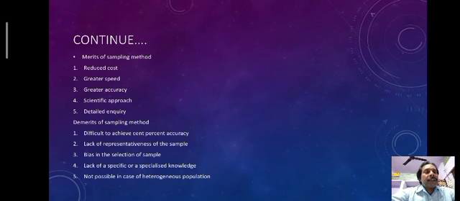Bias in the selection of samples. Sometimes either the investigators or the enumerators ignore talent, intelligence, skills, and they prefer somebody, which creates the problem of partiality, and that's why there is a chance of bias in the selection of samples. Lack of specific or specialized knowledge. If the investigators or the enumerators do not have good knowledge of how to select the sample, in that case it is harmful. Not possible in case of heterogeneous population. As we know, a sample is taken from a homogeneous population. If the items are heterogeneous, then this method will not apply.